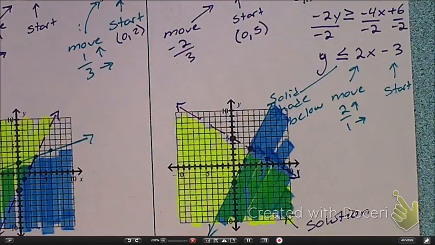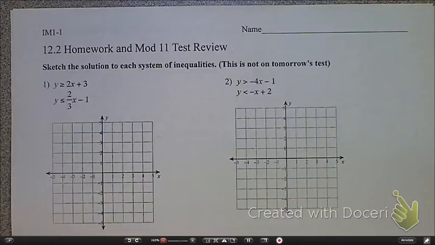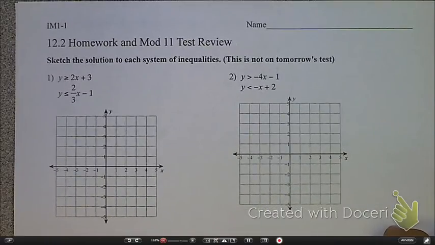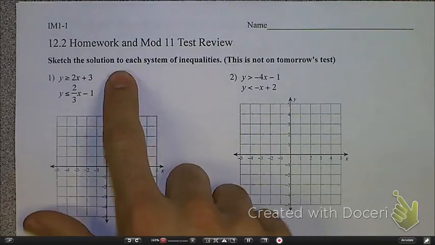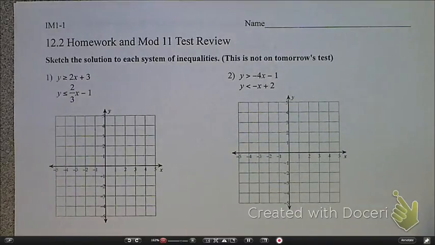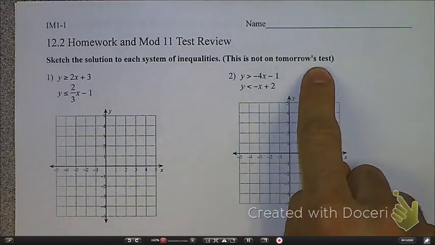That is it. You have an assignment to work on now. This assignment is due tomorrow. The first 3 questions are based on today's notes. It says, sketch the solution to each system of inequalities. Same as example 1 and 2 from our notes. This is not on tomorrow's test.